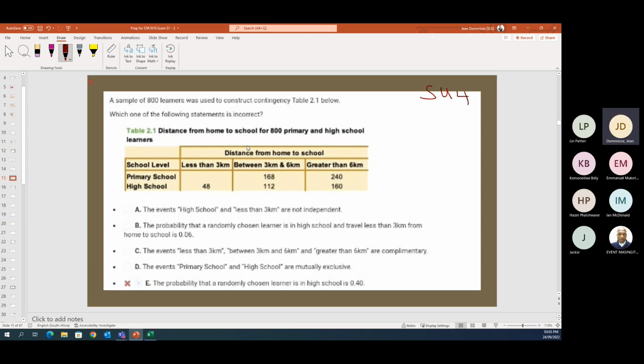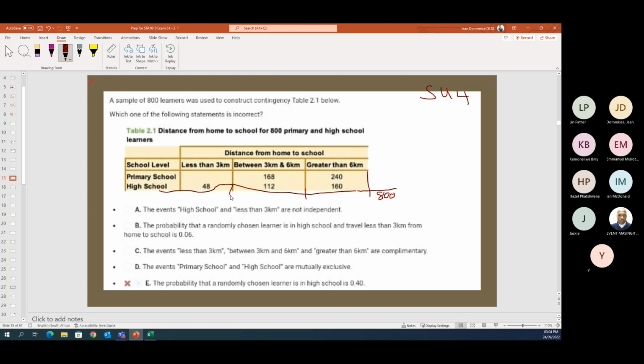Distance from home to school for 800. So we know the total is 800 primary and high school learners. Okay, so we probably need to add a few, because there's also a gap there that needs to be filled. But let's look at what they ask us.